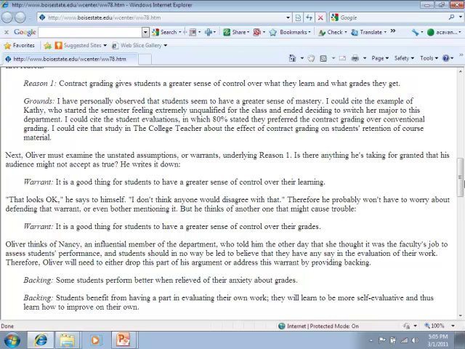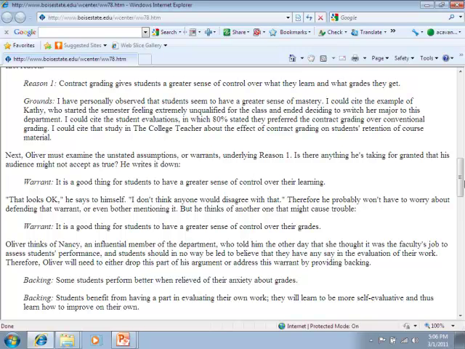A reason might be that contract grading gives students a greater sense of control over what they learn and what grades they get. The grounds might be, I have personally observed that students seem to have a greater sense of mastery. I could cite the example of Kathy, who started the semester feeling extremely unqualified for the class and ended deciding to switch her major to this department. I could cite the student evaluations in which 80% stated they preferred the contract grading over conventional grading.